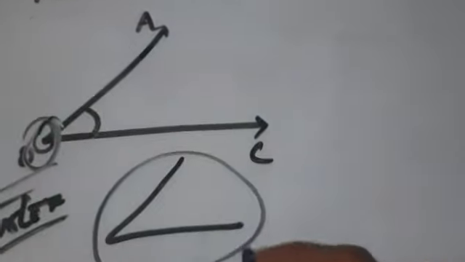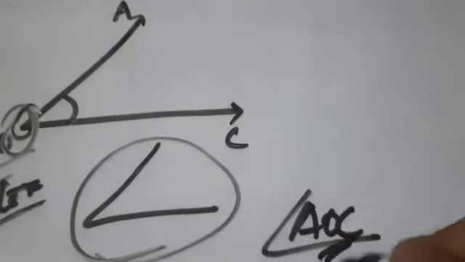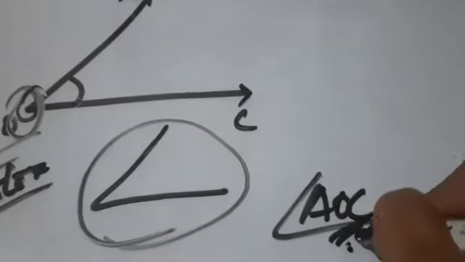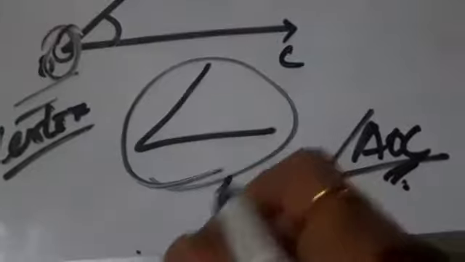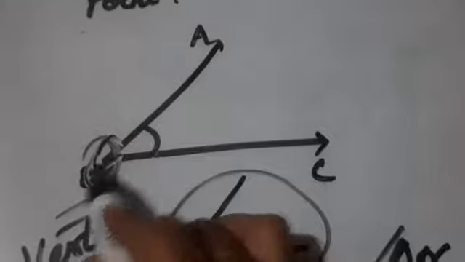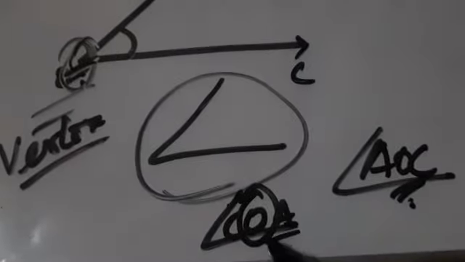So here the angle formed is angle AOC. The middle letter represents the common point, the vertex. We can also represent this angle in another way, angle COA. Always the vertex should be in the middle. Why? Because these two lines get joined at this point. So we have to represent the vertex in the center.